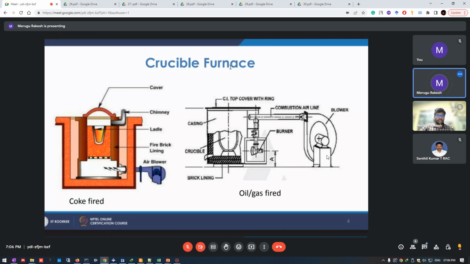Okay, so that is regarding coke fired, in which we are directly burning the coke itself. When it comes to oil or gas fired, this is replaced with a burner, to which we provide the fuel directly so that it provides the necessary heat to the crucible. Okay, these are the simple crucible furnaces that we can easily use for small castings.